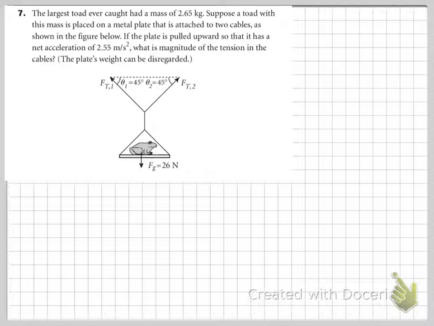This is number 7 from the 4B worksheet that's associated with your Holt physics textbook. So we have a big toad, and we have this weird little toad elevator that someone made. The toad is being pulled upwards so that it's got a net acceleration of 2.55 meters per second squared, and we want to know the force of tension in the cables.